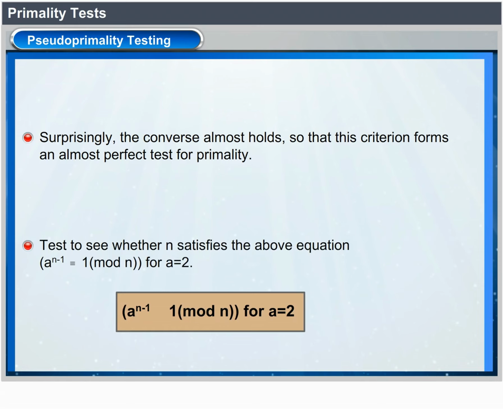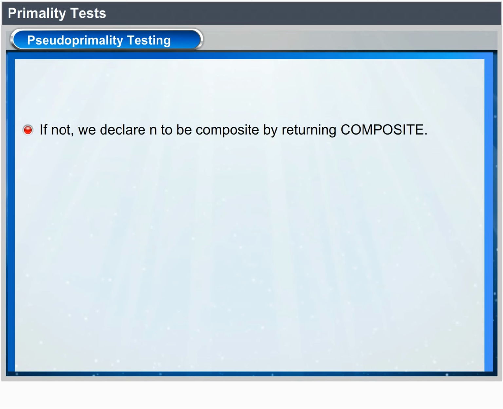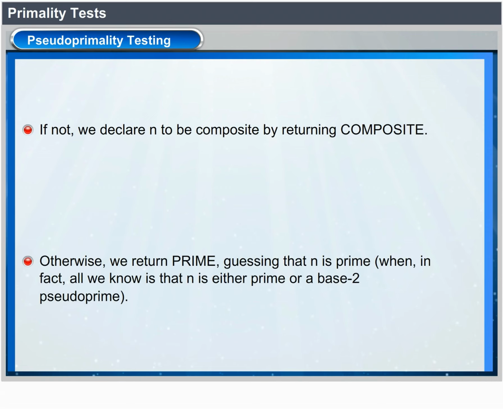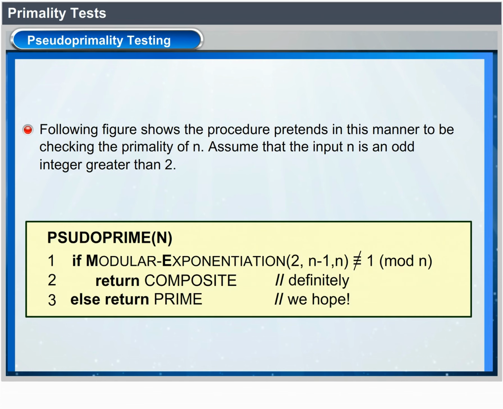for a equals 2. If not, we declare n to be composite by returning composite. Otherwise, we return prime, guessing that n is prime, when in fact, all we know is that n is either prime or a base 2 pseudoprime. The following figure shows the procedure pretending in this manner to be checking the primality of n. Assume that the input n is an odd integer greater than 2.